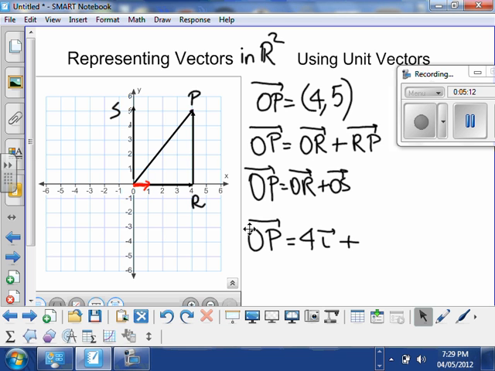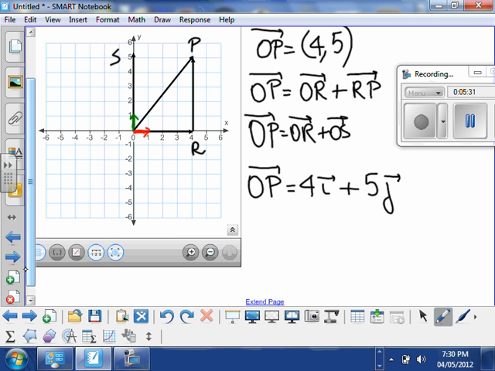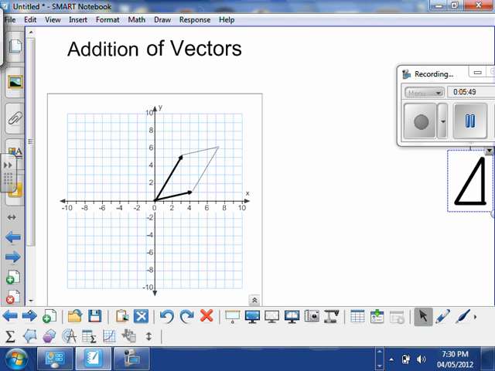How about OS? OS is nothing else but 5 times, 1, 2, 3, 4, yes, 5 times vector j. So there you go. I have two equivalent ways to write vector OP. I can write it as (4, 5), as I did here, or I can write it using unit vectors as 4i plus 5j.